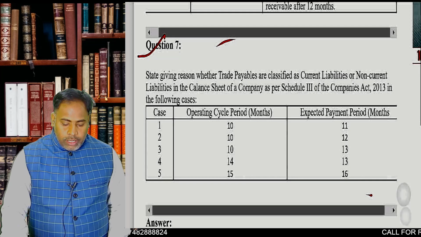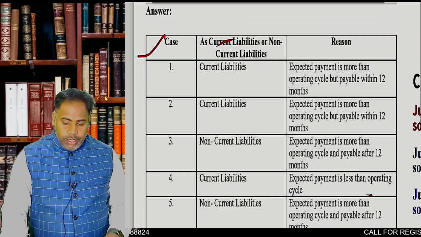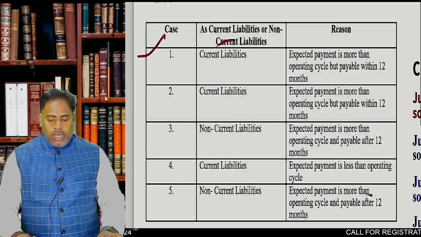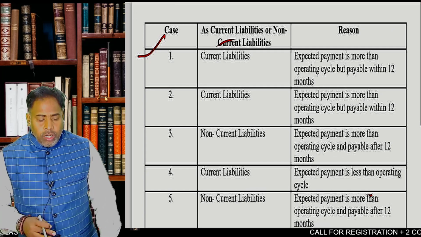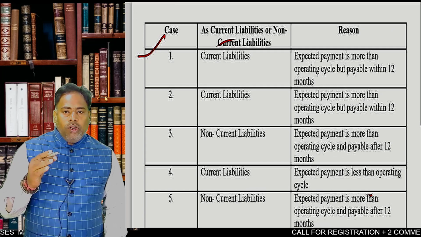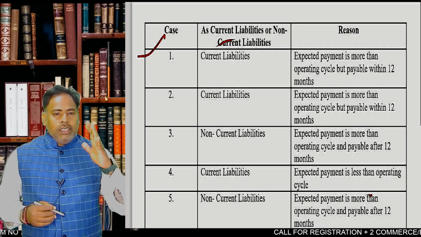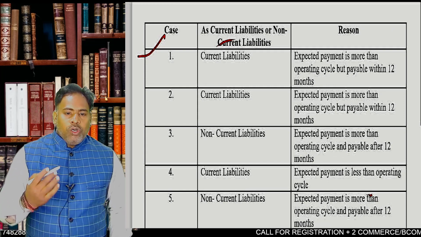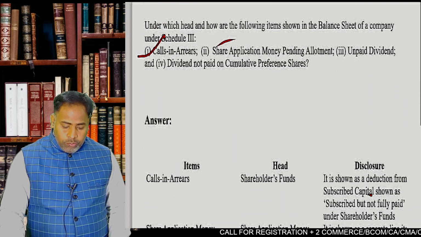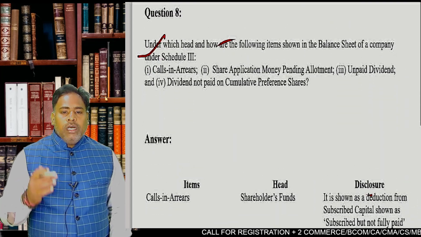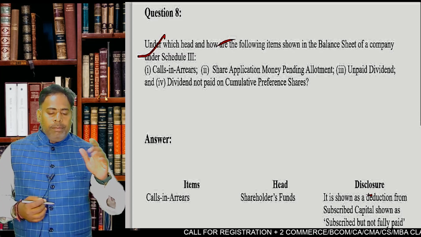The answer is given in the next page. You can take the screenshot also, or you can take a printout of this. The answer is already given, current asset, non-current asset. The same thing, I am not going to explain. Similar question is there, so we should not waste time and we will cover another type of question. Question number 8 is given.